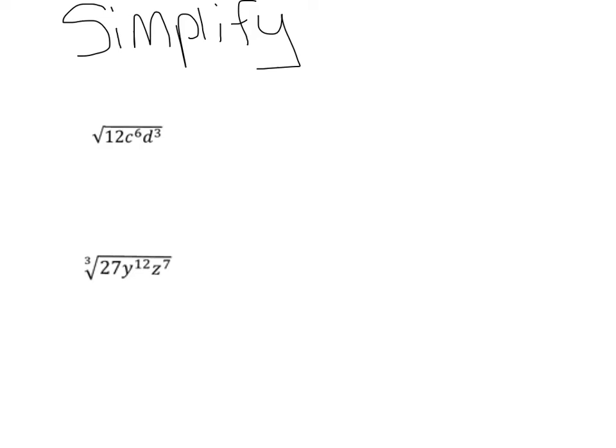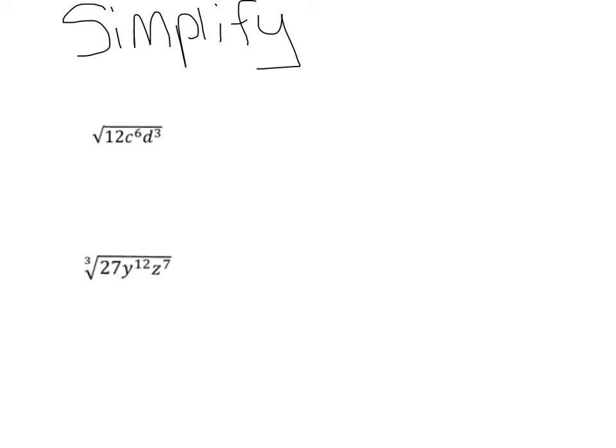This lesson is going to be broken up into much smaller pieces. Today we're going to talk about simplifying radicals and then multiplying radicals. So first, if we talk about simplifying, we want to simplify the square root of 12 c to the 6th d cubed. To simplify this, we want to find a perfect square that goes into 12.